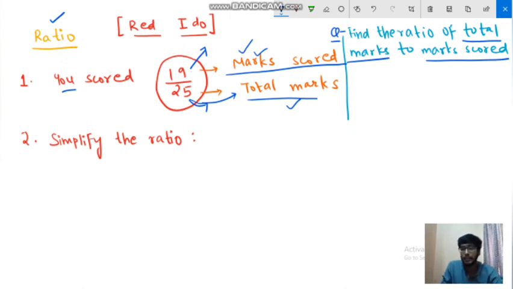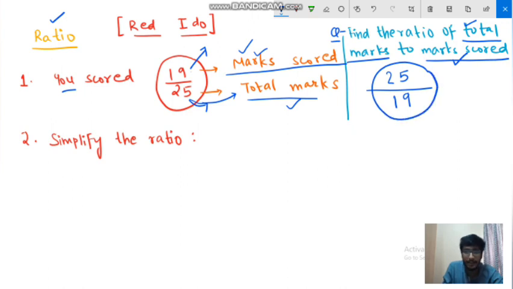What if you are asked for total marks to marks scored? Okay, total marks to marks scored. Total marks is 25, to marks scored. What have you scored? 19. So this is the ratio which is reciprocal of this one, right? So whatever you are asked for, you have to write in that way. You have to express the ratio in that way.